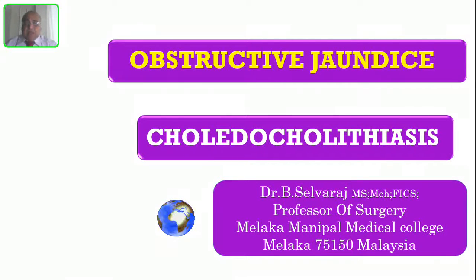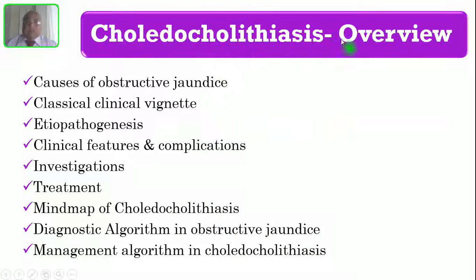In this episode, I am going to talk about one of the important causes for obstructive jaundice, choledocholithiasis. I am going to discuss under the following subheadings: the various causes of obstructive jaundice, and then a classical clinical vignette. Then I will be talking on the etiopathogenesis, clinical features and complications, investigations and treatment of choledocholithiasis. I have also included a mind map, a diagnostic algorithm and a management algorithm on choledocholithiasis.